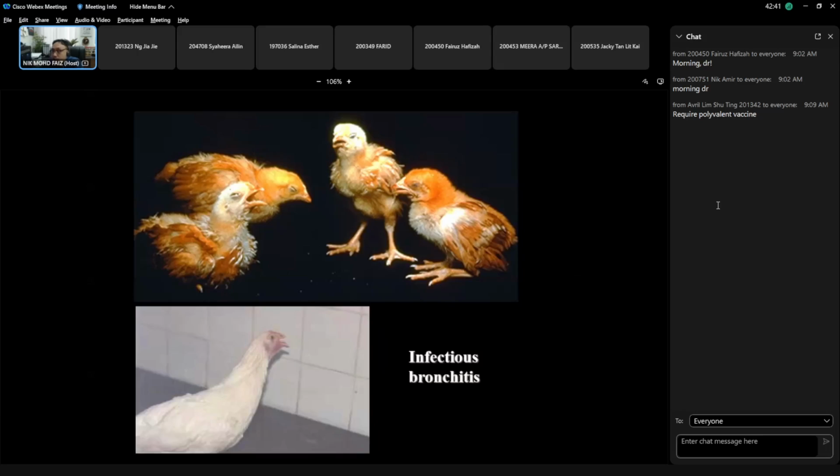They have general clinical signs of respiratory disease. In chickens, they're gasping. Usually, those chickens that have respiratory disease have difficulty in breathing, so they extend their neck like that.